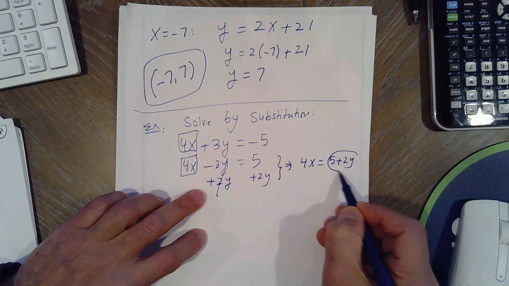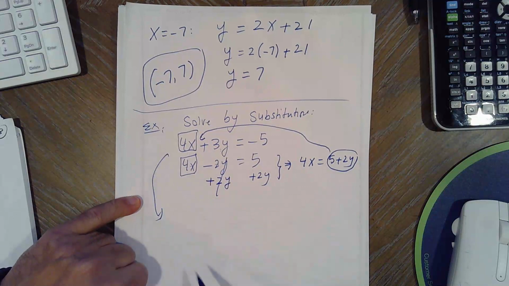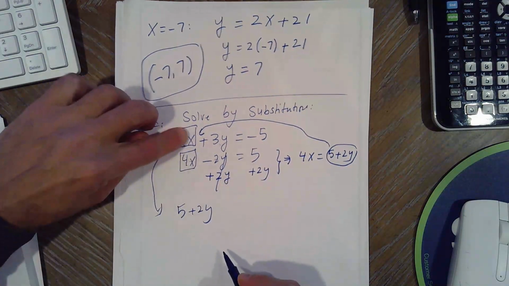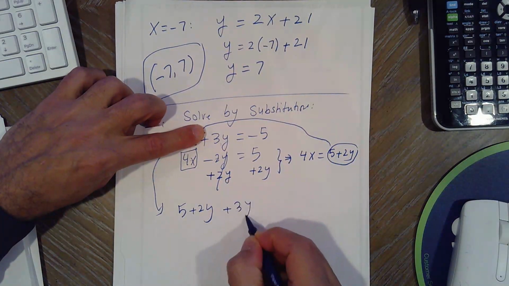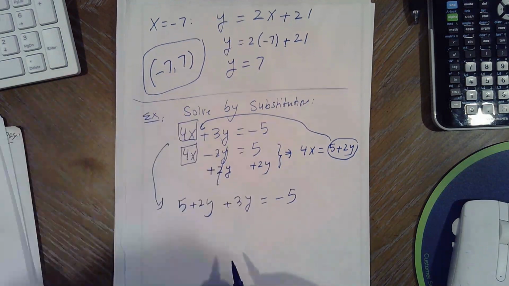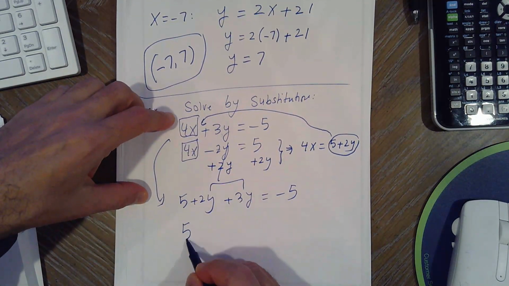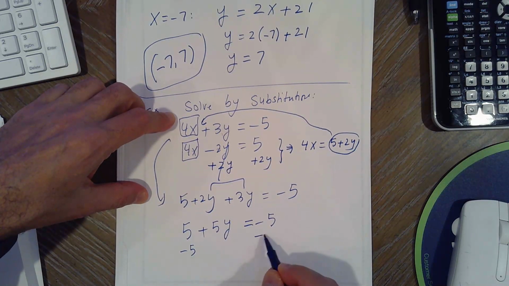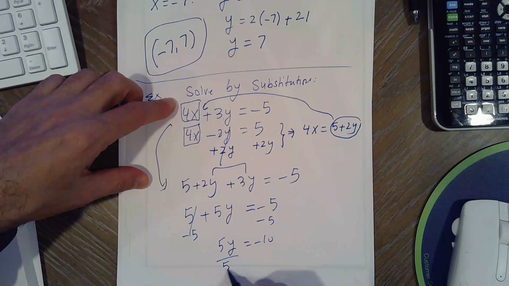So we're going to isolate the 4x. We're going to put 5 plus 2y into the other equation for 4x. So 4x is 5 plus 2y, plus 3y. It's just a little clever idea so we don't deal with fractions. Add like terms. Subtract the 5. 5y is negative 10. And y is negative 2.